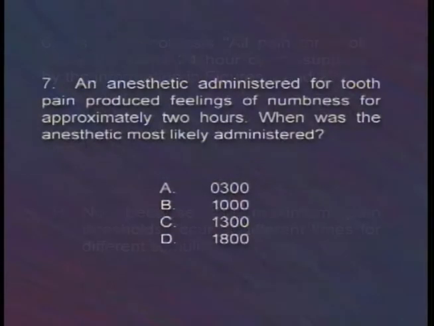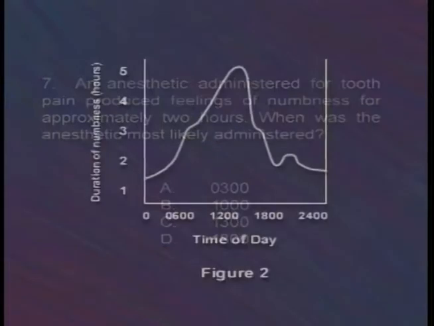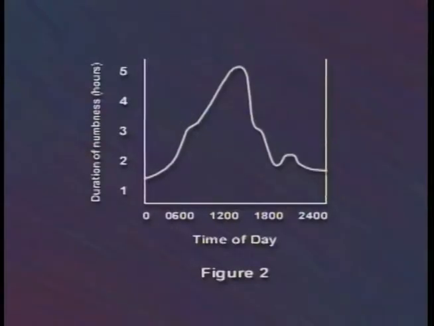Question 7. An anesthetic administered for tooth pain produced feelings of numbness for approximately 2 hours. When was this anesthetic most likely administered? Let's use figure 2. An anesthetic was administered and produced feelings of numbness for 2 hours. Let's look at the y-axis, which has the variable related to duration of numbness.